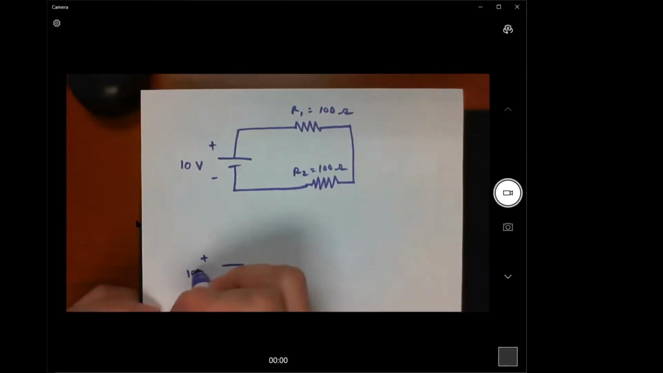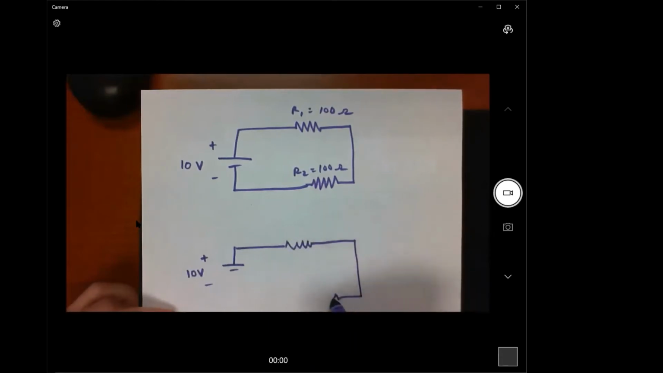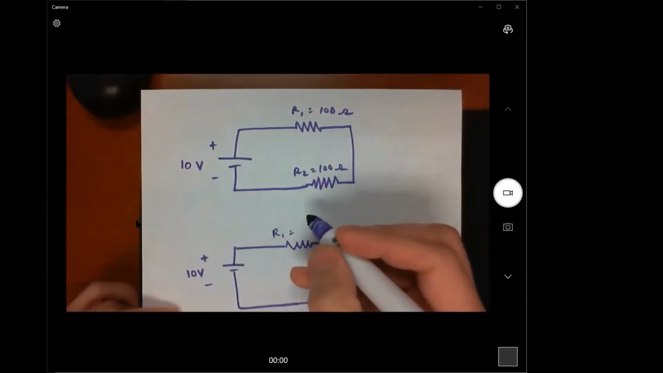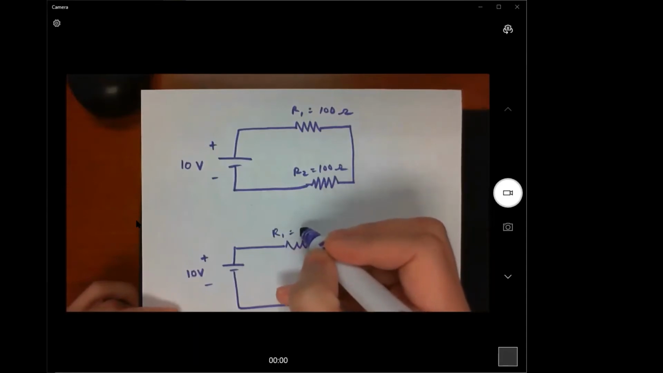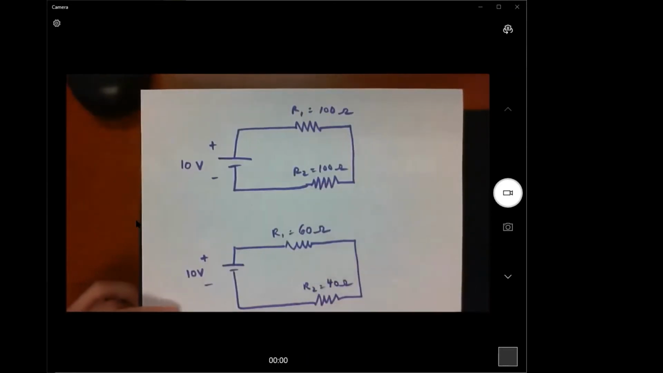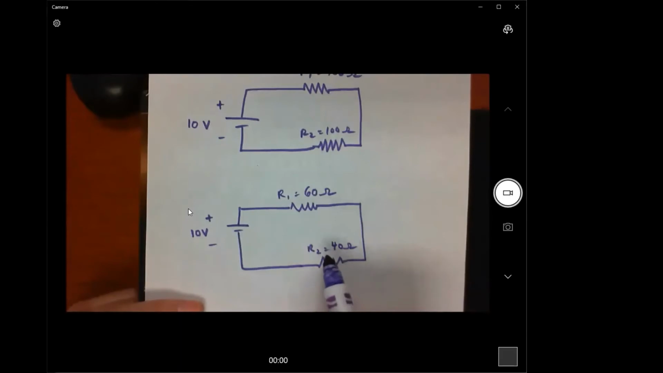Let's say it's still 10 volts, and I've still got two resistors, but now let's say R1 equals 60 ohms, and let's say R2 equals 40 ohms. All right, so I've got two resistances. One is 60 ohms, one is 40 ohms. Can you tell me the voltage drop from here to here compared to the voltage drop from here to here?